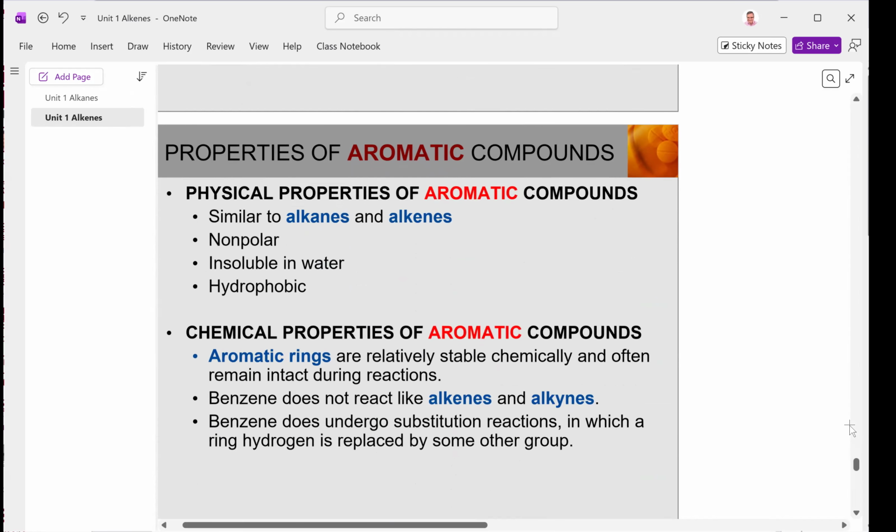Okay, aromatic compounds are very similar to plain double bonded alkenes and alkanes. You know, they're flammable, they're nonpolar, all that stuff. The main thing about aromatic compounds is their stability.